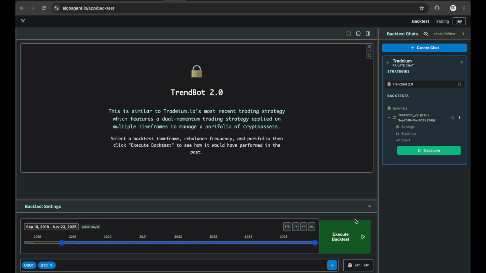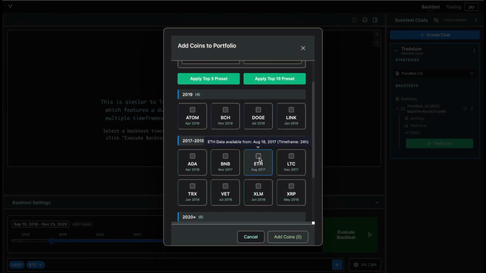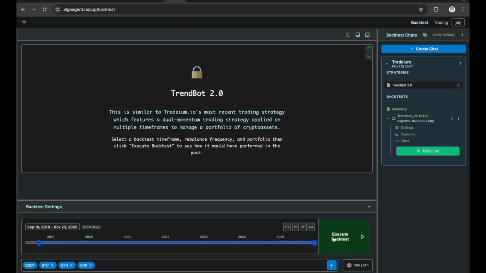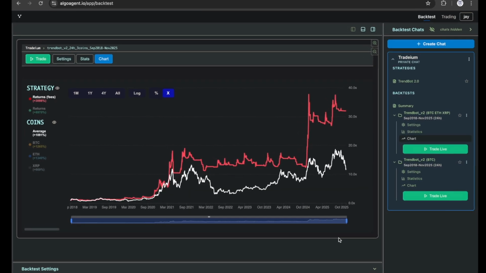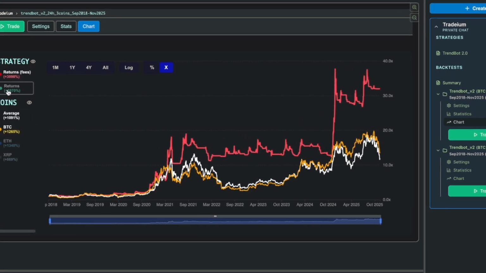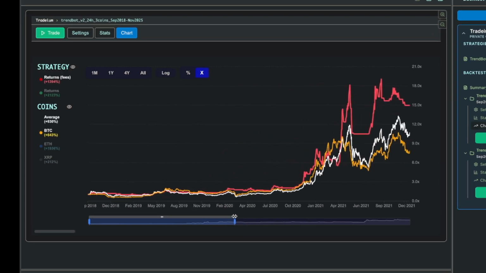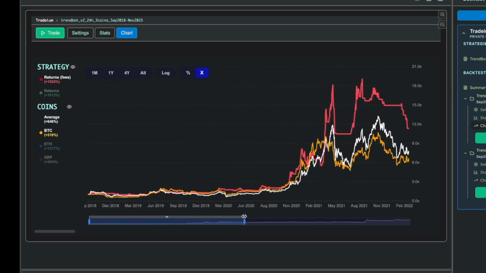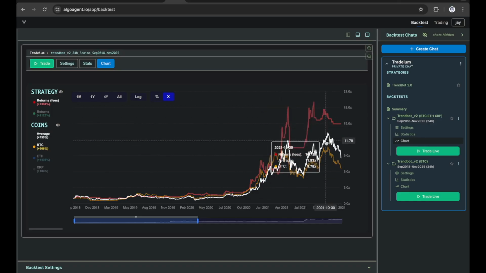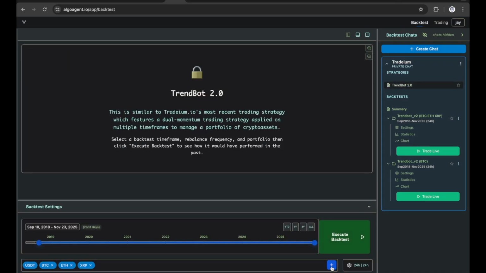Now we'll test that. We'll add some more coins. Let's add ETH and XRP. That's already looking better. During the bull market, it did significantly better with a peak of 19 times the return versus the Bitcoin about 10 times. Now let's repeat the process with more coins.